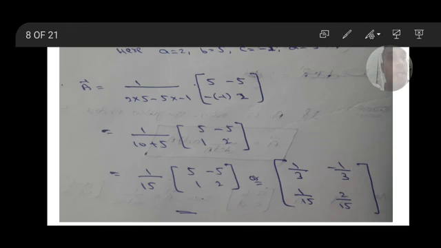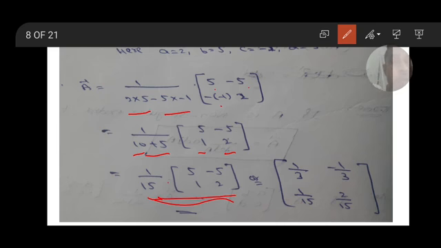Now to simplify: 2 into 5 is 10, minus 5 into minus 1 is plus 5, so 10 plus 5 means 15. So we get 1 by 15 into the matrix 5, minus 5, 1, 2. This is the A inverse of the matrix.